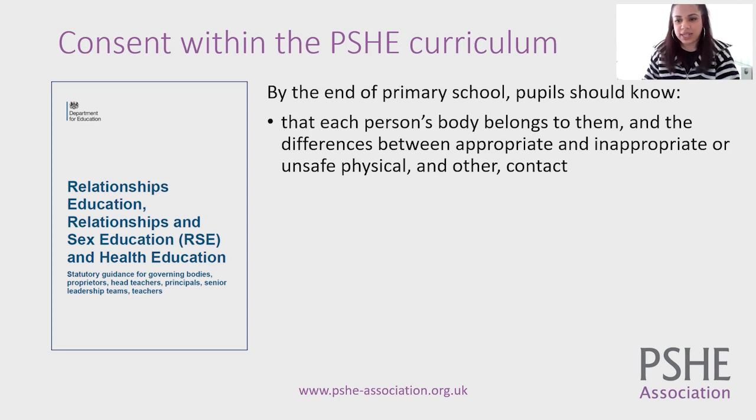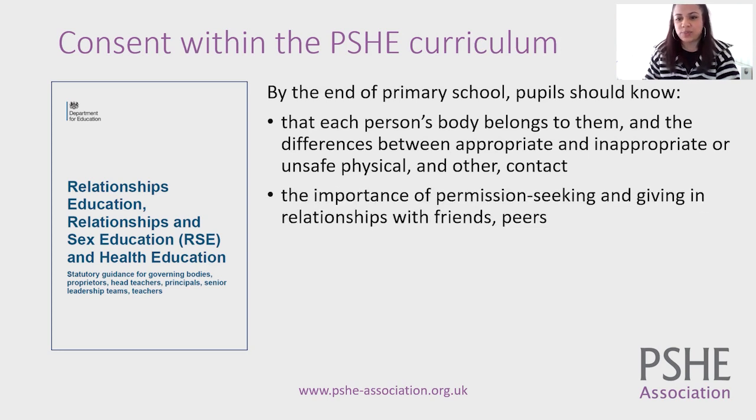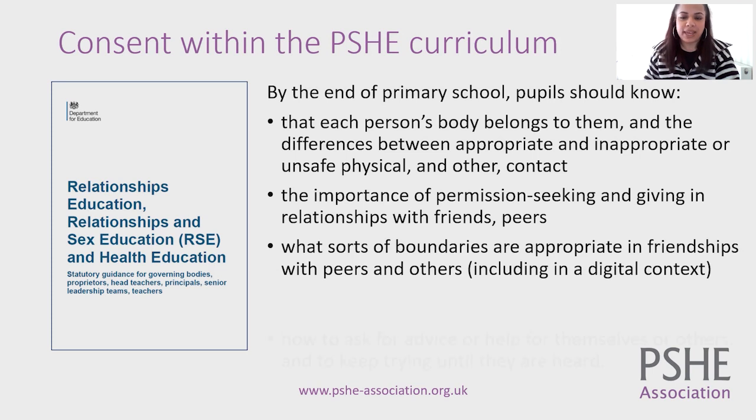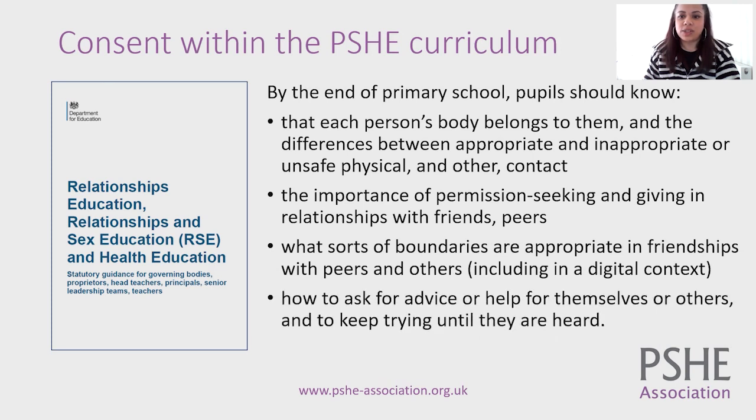The guidance also states that pupils should know the importance of permission seeking and giving, and know what boundaries are appropriate in friendships with peers and others, including online. The guidance also highlights that pupils should know how to ask for advice or help for themselves or others, and to keep trying until they are heard. So let's look at how to plan for this learning within a wider PSHE curriculum.